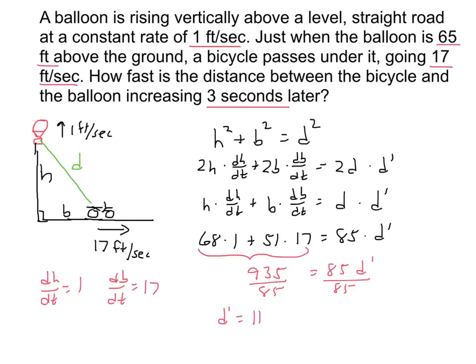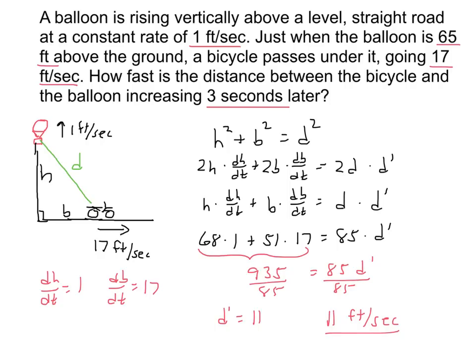So in this case, I know that the distance between the balloon and the bike is increasing at a rate of 11 feet per second. That is the rate at which the distance between the balloon and the bicycle is changing.